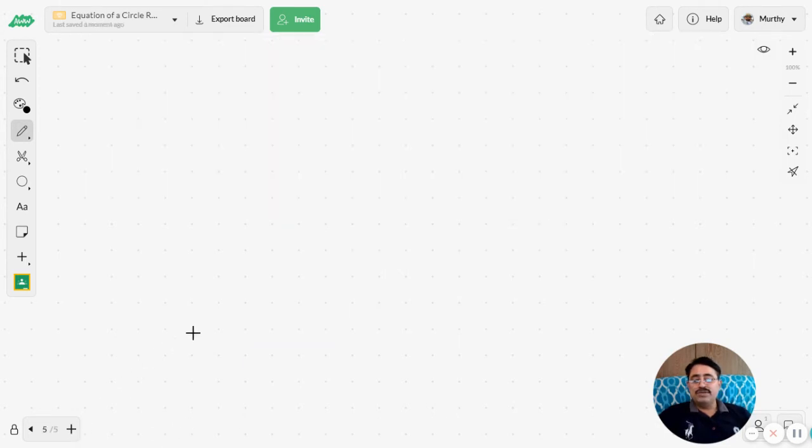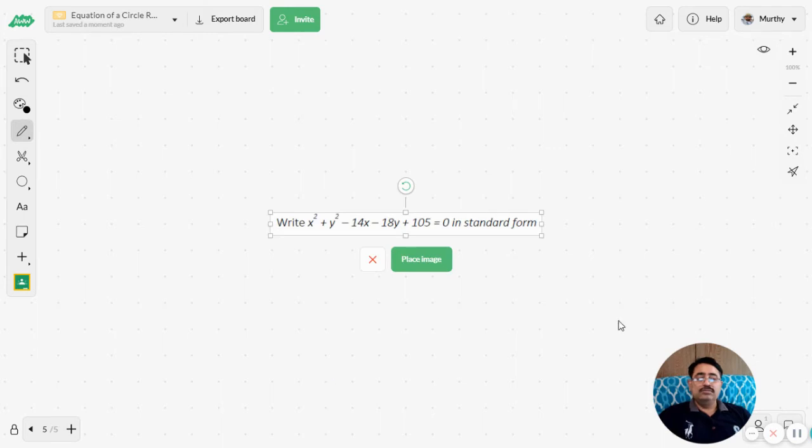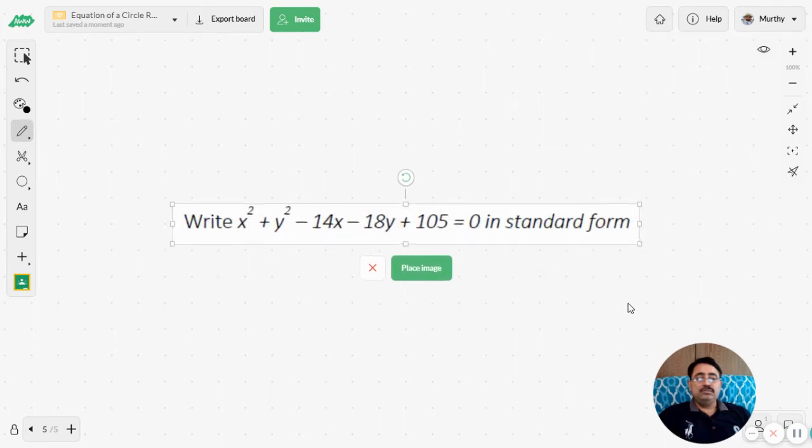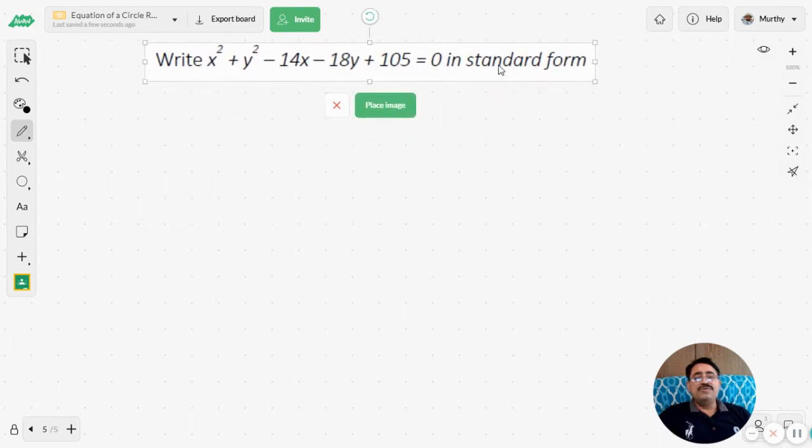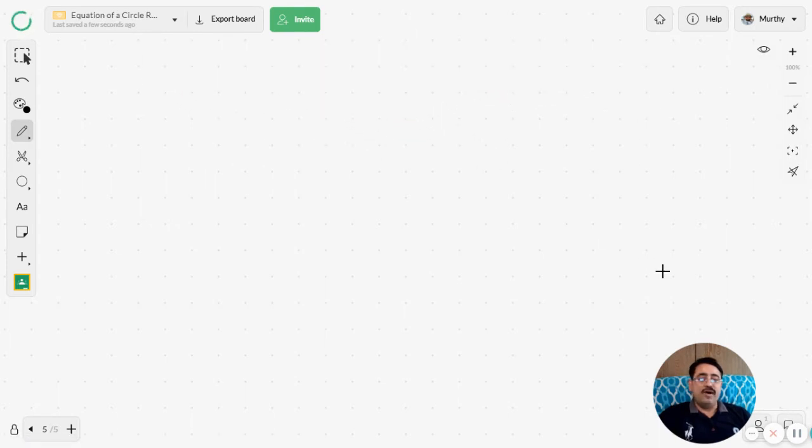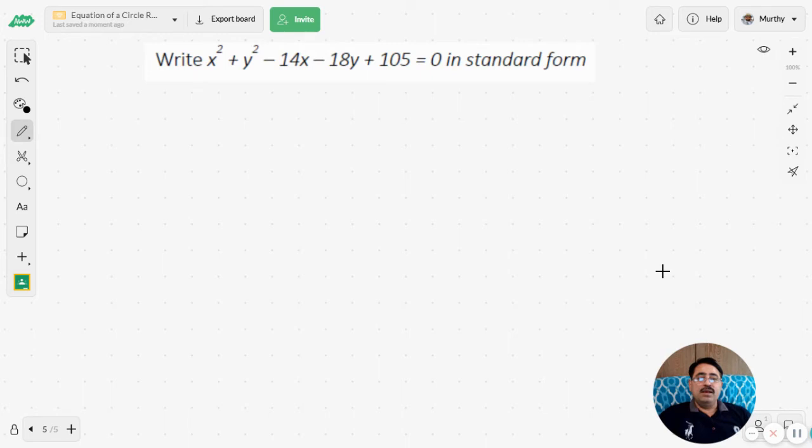Okay, let's go to the next question. This time, I see that the given question is not in standard form. This is called as general form. And how to write x minus h whole square plus y minus k whole square equals to radius square, the given question. So, first step is, let me use different colors.